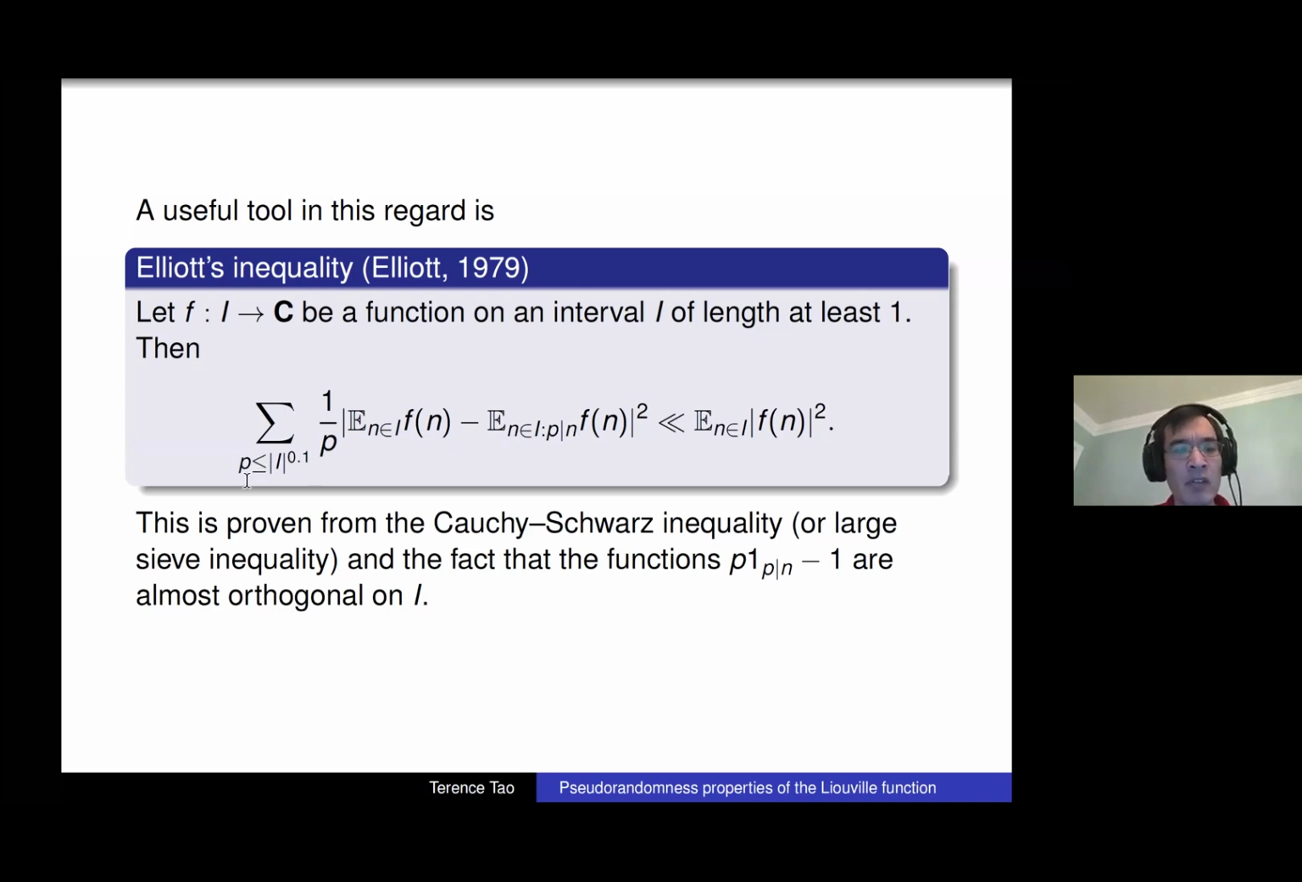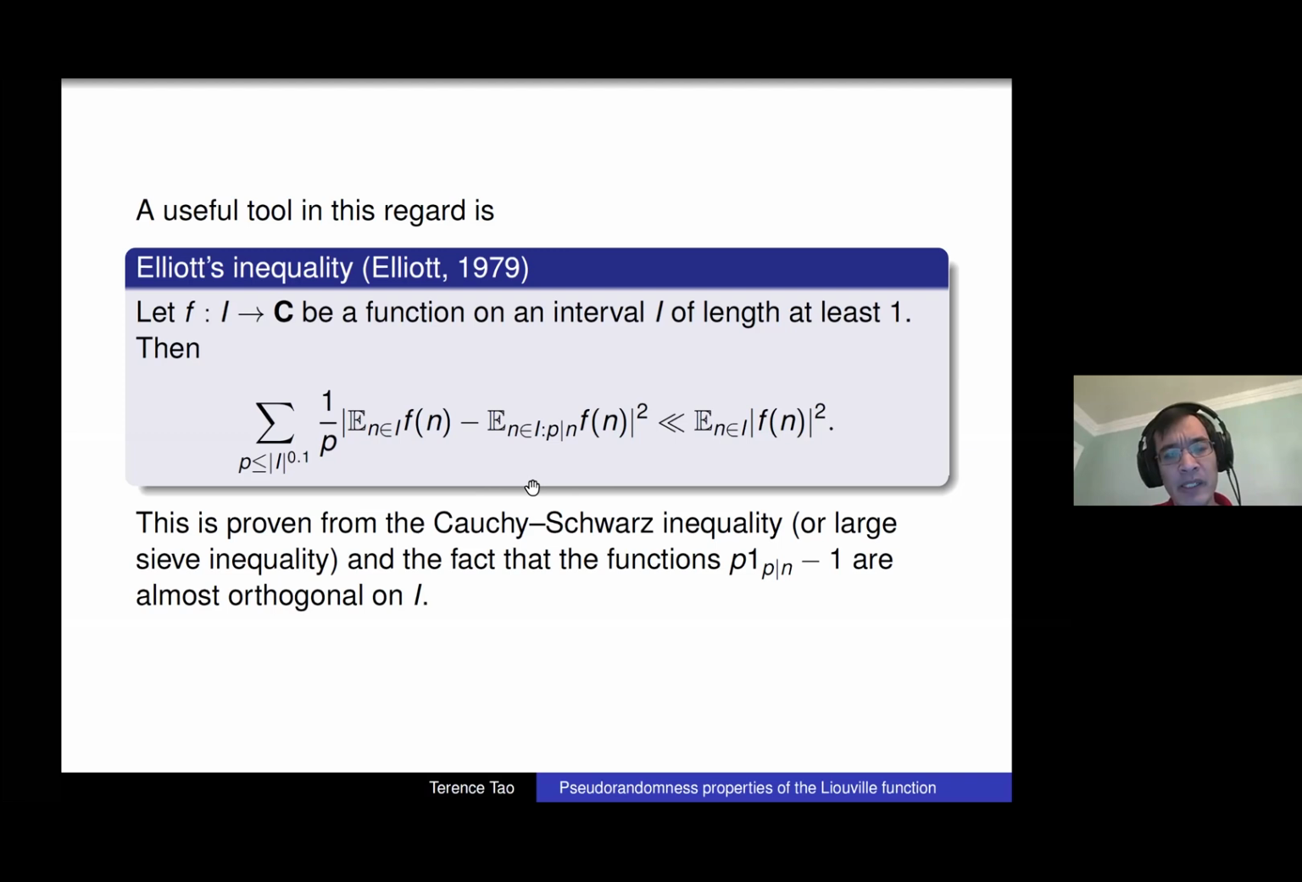So if you restrict to primes smaller than, say, I to the 0.1, and if you weight the primes in a certain way, I'm using 1 over p, then on average, in a certain L2 sense, these deviations are small, and they're bounded by the L2 norm of your original function. This is not hard to prove.